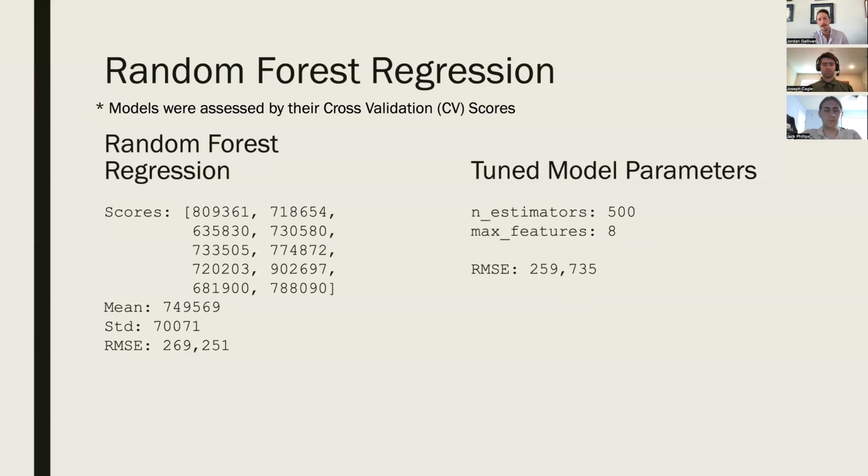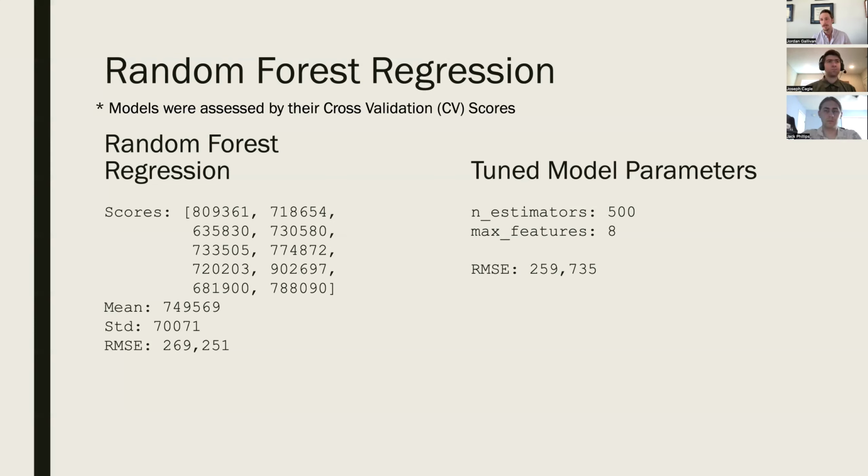So we moved on to a random forest regression, which is just a bunch of decision trees within the forest that's kind of averaged out. And what we saw with this was really promising root mean squared error and associated cross-validation scores. So we chose this model and decided to hypertune the parameters via grid search.